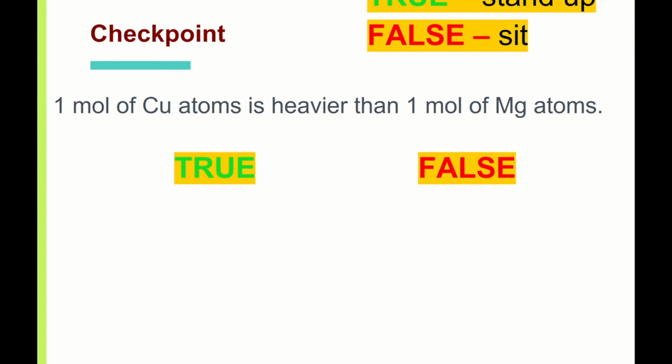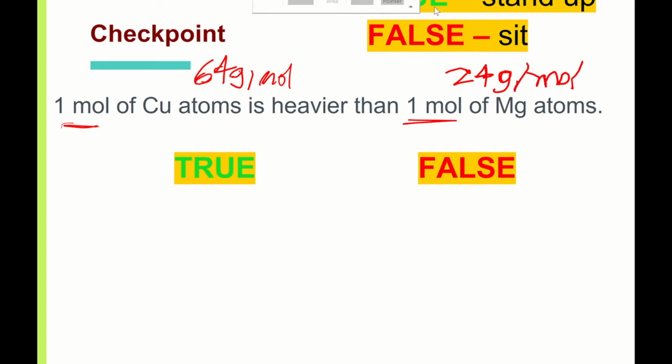So first of all, ask yourself, 1 mole means 6 times 10 to the power of 23. So 1 mole means you need to ask yourself, what is the molar mass? Molar mass of copper is 64 grams per mole. Then 1 mole of magnesium is 24 grams per mole. So if you look at this, you should be able to see very clearly which one is heavier now. So we compare molar mass.